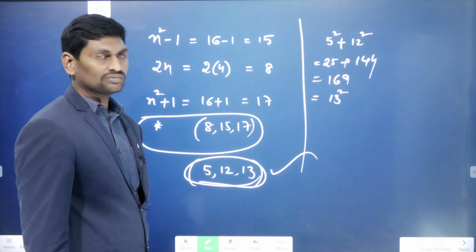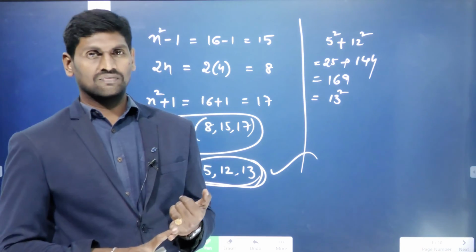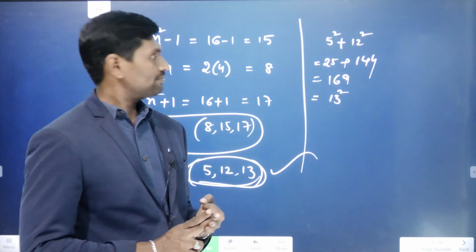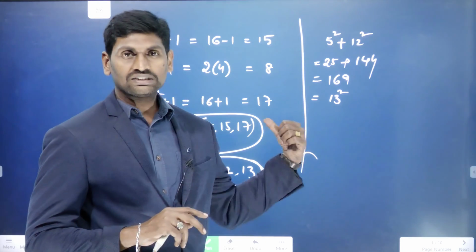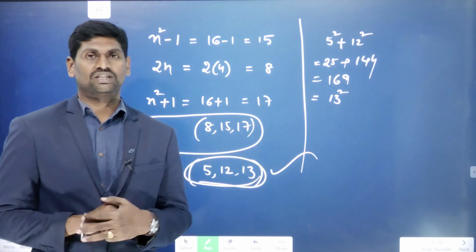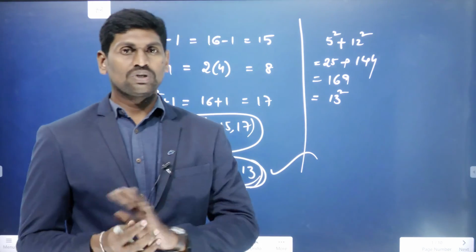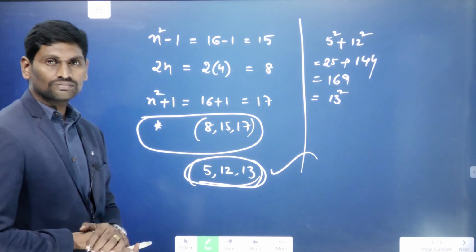So learn about the perfect number, co-primes, twin primes, absolute value, and this Pythagorean triplet, which is also in the form n square minus 1, 2n, and n square plus 1. Any other doubts?